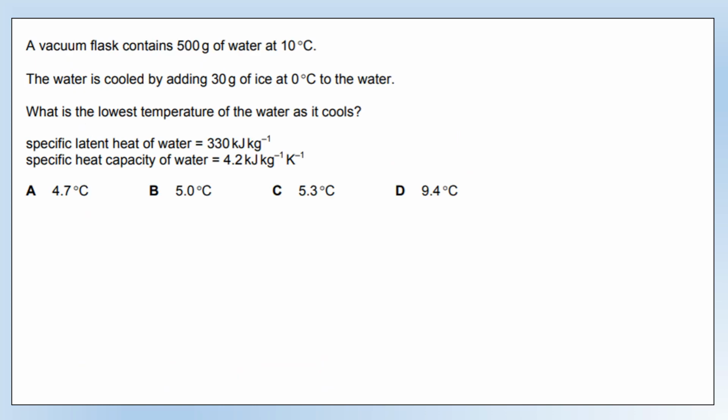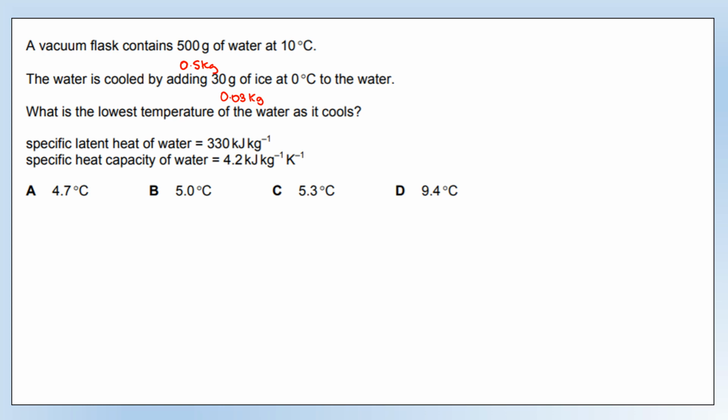Okay, so we've got a vacuum flask with 500 grams of water and ice of 30 grams. So let's convert those into kilograms straight away, because that's the easiest way for it to go wrong later. What is the lowest temperature of the water as it cools? Essentially the idea here is that thermal energy is being taken from the water and transferred to the ice to melt the ice, and then eventually the melted ice and the water will meet at an equilibrium temperature.